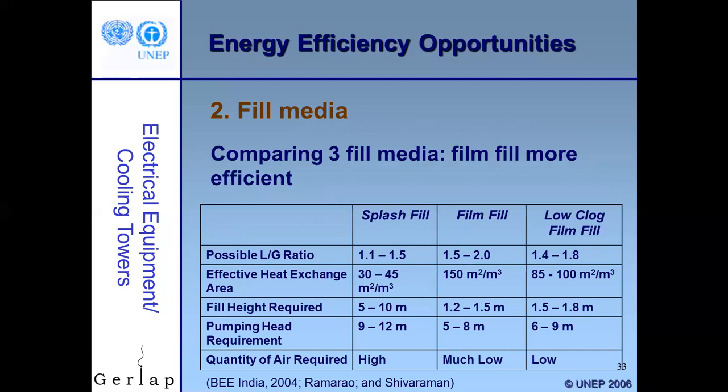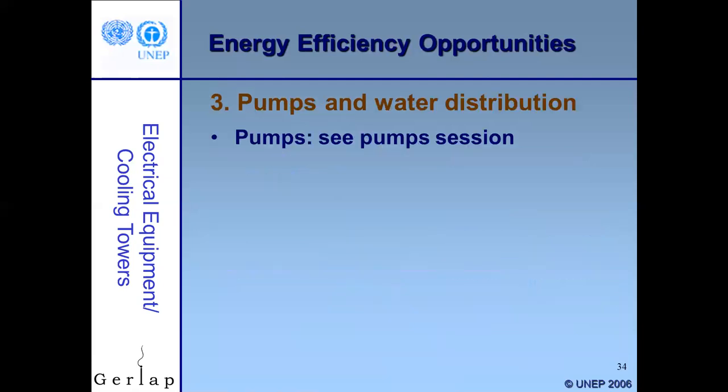Here's a comparison, and I've not translated this from the metric either. We see different L/G ratios. We see effective heat exchange area, meter squared per meter per volume of fill, which is much greater for the film fill. Fill height required is smaller for the film fill. Pumping head requirement in meters, I guess that's because of the elevation of the tower. If the tower is shorter, you don't have much static head on the pump, and the quantity of air required is lower than the last two. So that all affects the energy use.